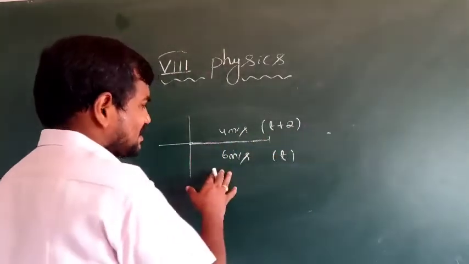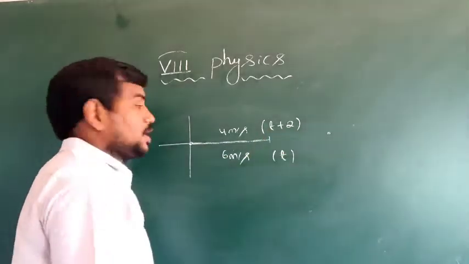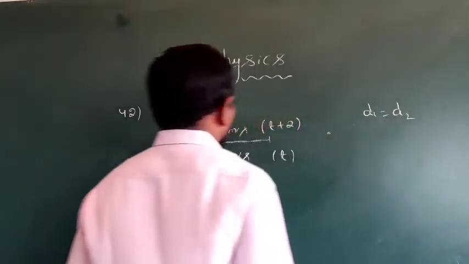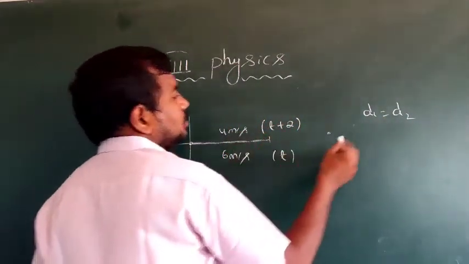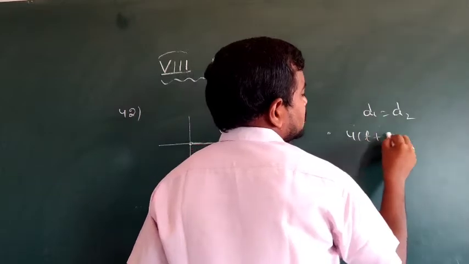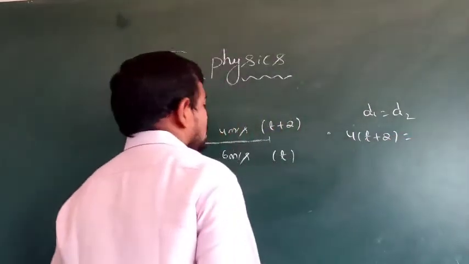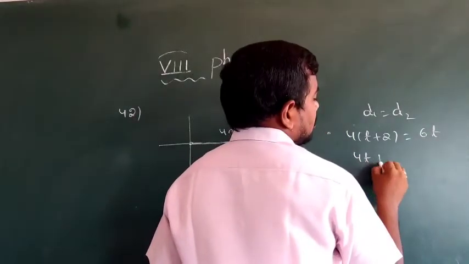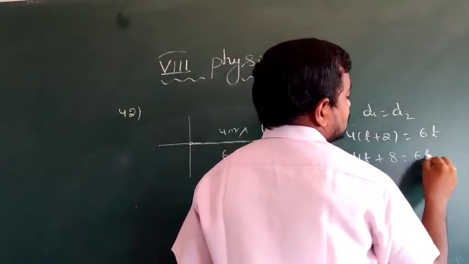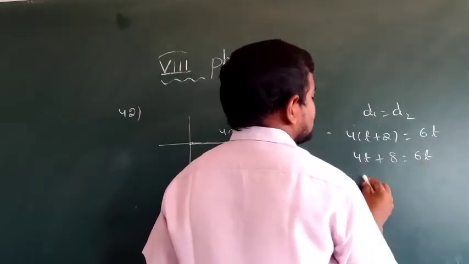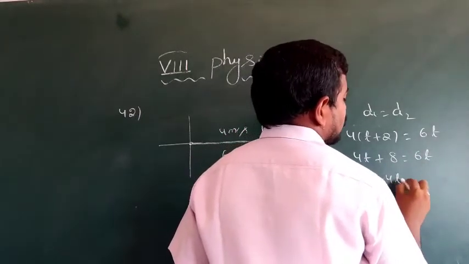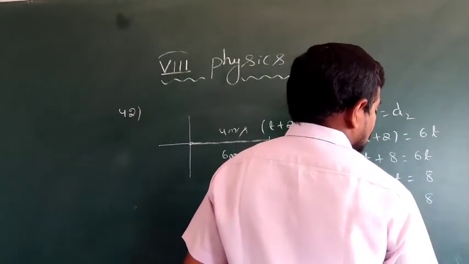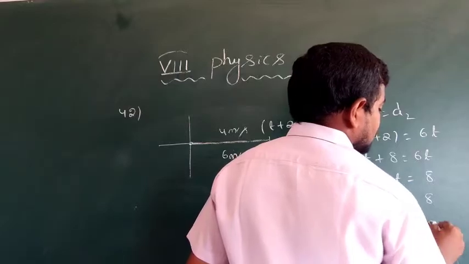Now, what is the distance traveled by the first particle? Distance equals speed into time. Both distances are equal. So 4 into (t plus 2) is equal to 6 into t. So 4t plus 8 is equal to 6t. Let us bring this to one side: 6t minus 4t is equal to 8. 2t is equal to 8. So t is equal to 4 seconds.